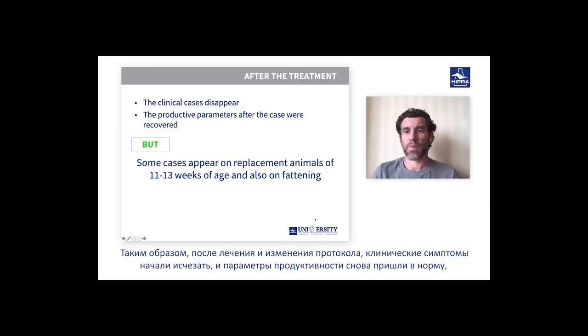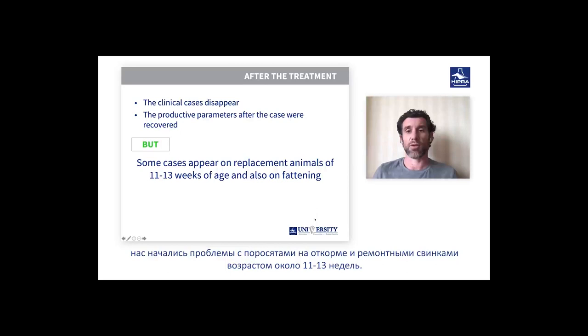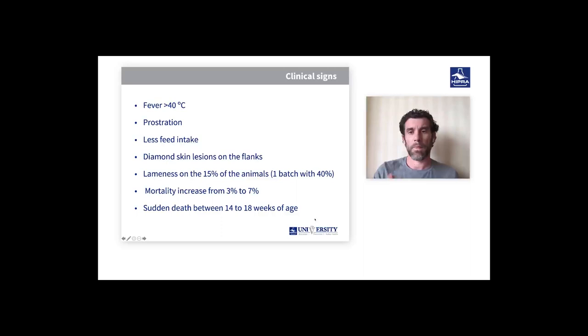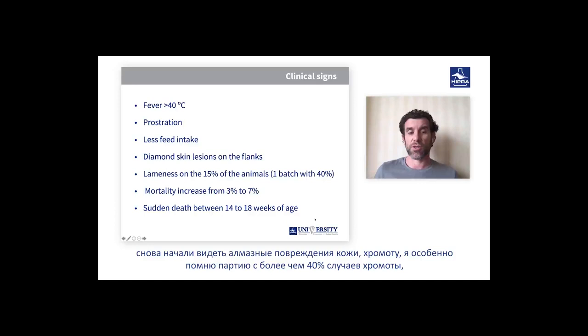But if you remember, the farm is a farrowing to finish farm. So after the reproductive case, we began to have a problem with the fattenings and with the gilts around week 11 or 13. We began to see fever more than 40 degrees, prostration, less feed intake. Again, we began to see diamond skin lesions, lameness.